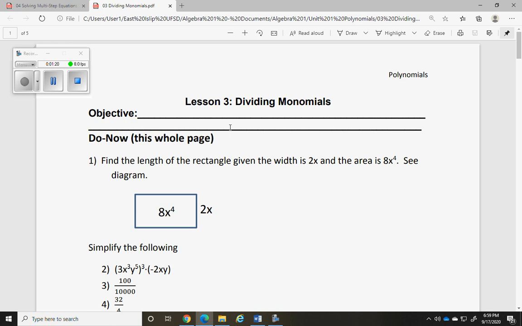So welcome back. So it's asking us to find the length of the rectangle, given that the width is 2x, and that's diagrammed here on our picture, and the area is 8x to the fourth. So remember that area is length times width. So we just have to think 2x times what gives me an 8x to the fourth. So I definitely know I need a 4, right? Because 2 times 4 gives me 8. And then I have to figure out how to get this x to the fourth. So if I already have an x, I need an x to the third here in order for the area of the rectangle to be 8x to the fourth.